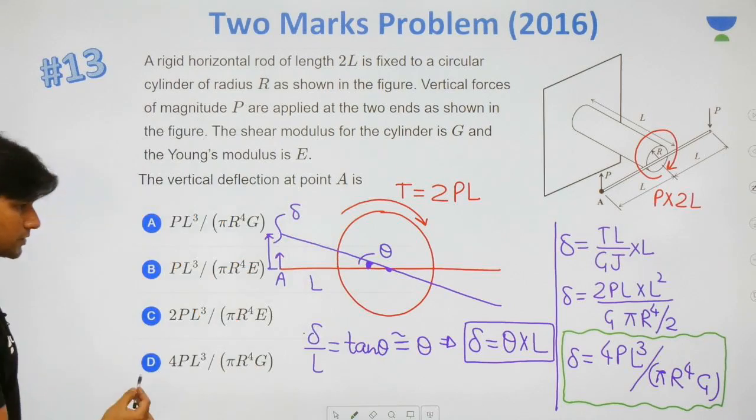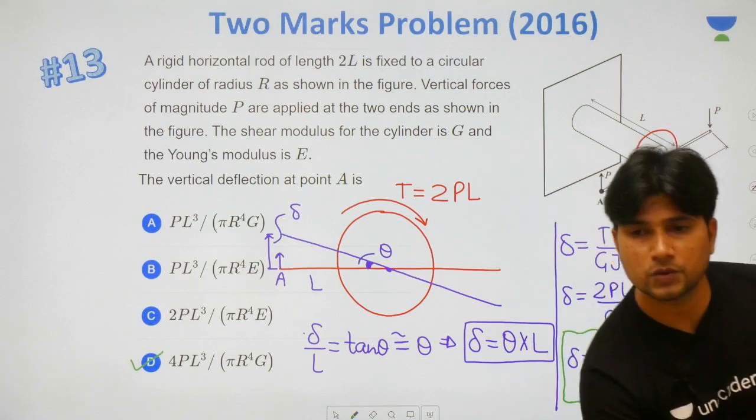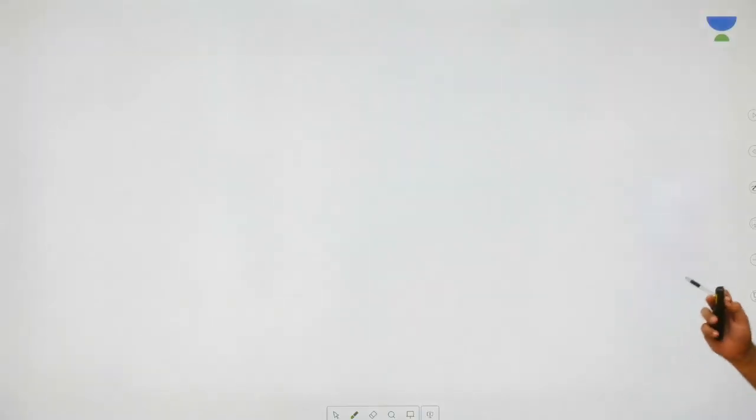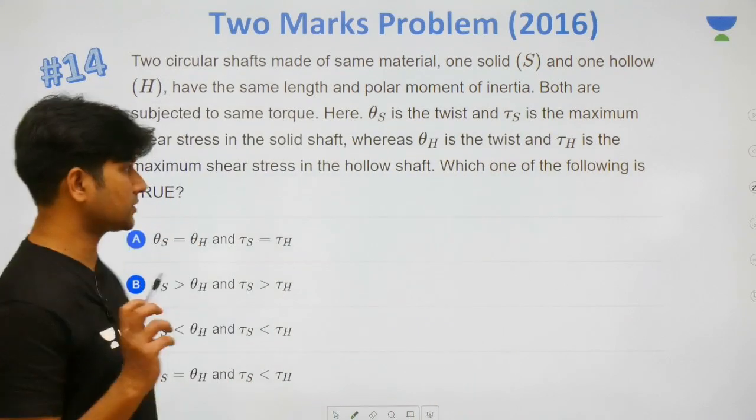So which option is correct? Fourth option is correct. Congratulations once again. You get 2 marks. Now let us try solving this problem that they asked for 2 marks in 2016.